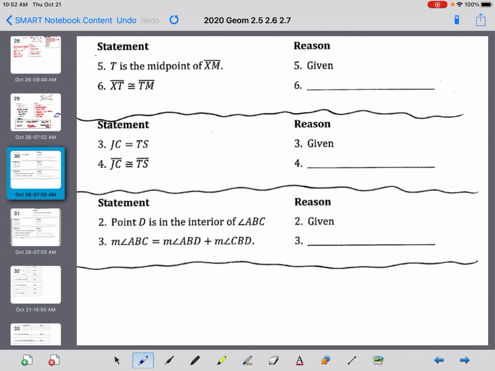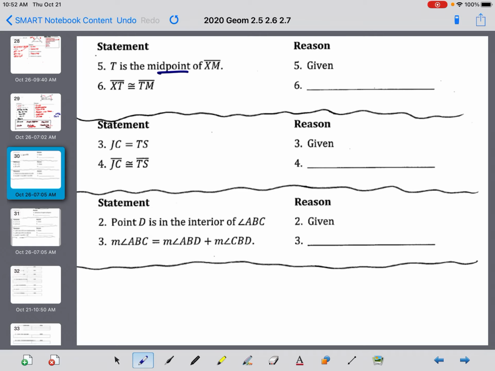We know that T is the midpoint of XM, that's given. So then they're saying XT is the same length as TM. When the word exists, most of the time the reason is definition. So put definition of midpoint for the first one here. Let me be with you just in a second. Def of midpoint.